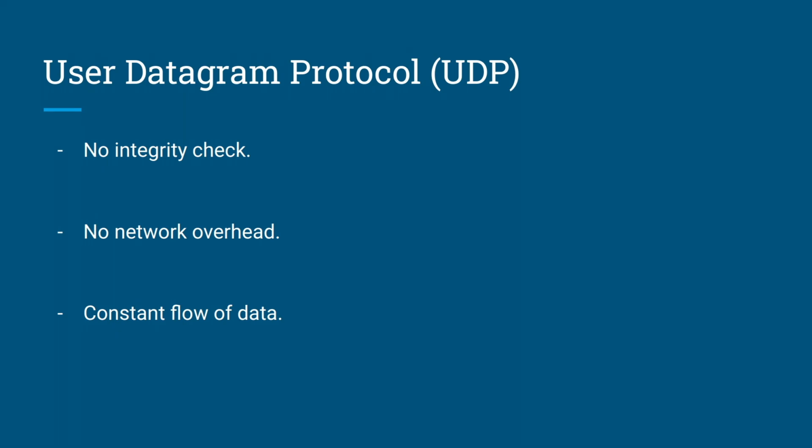Sometimes we simply do not need this overhead. For example, if you watch a stream, the communication is done using UDP, because it is not extremely important if a packet or two is missing. The most important thing is that there is a constant flow of data that arrives to you so you can watch the stream.